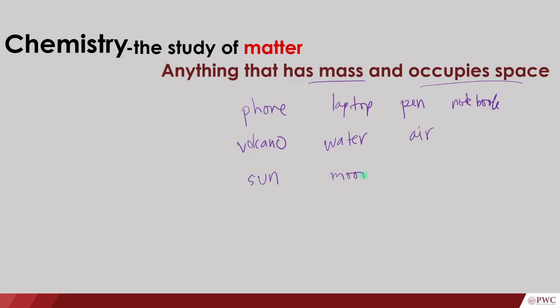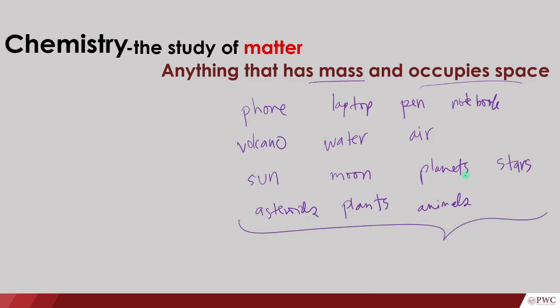We also have the moon. So the moon is also made up of matter. We also have other planets in the solar system and other galaxies. We also have stars. We also have asteroids, comets, and also plants. They are also made up of matter. We also have other animals and other living organisms. So as you observe here, we are surrounded by matter. Most of the things that you see are forms of matter. And we also refer to these things as simply materials or objects.